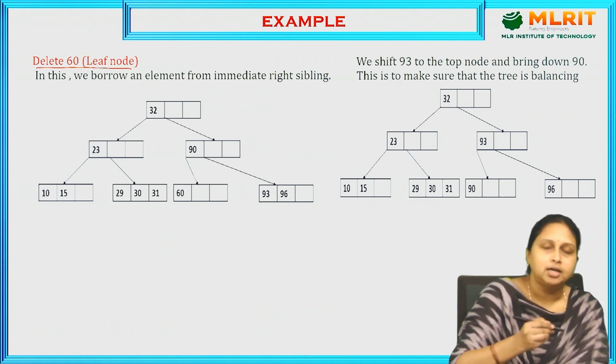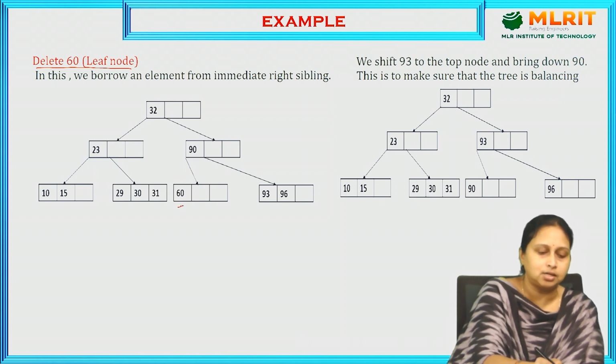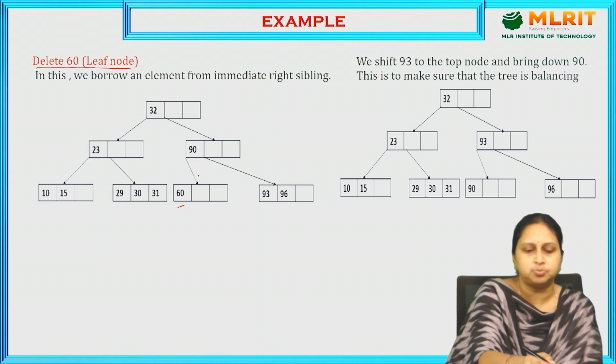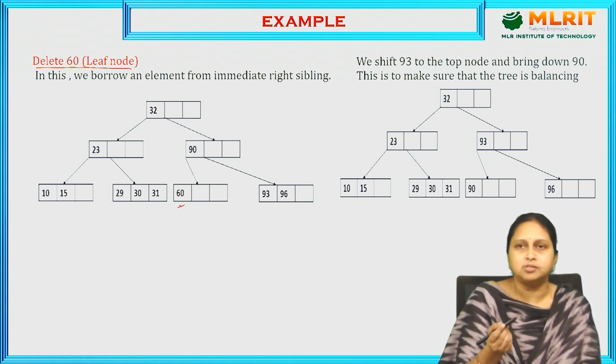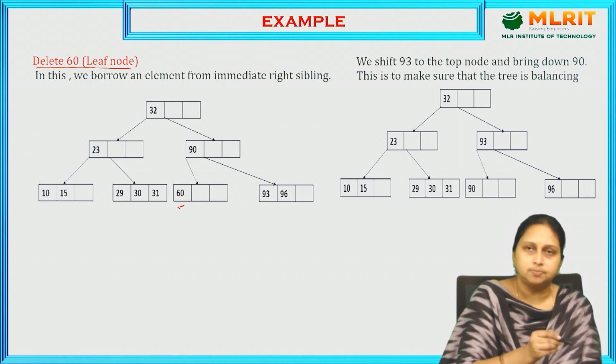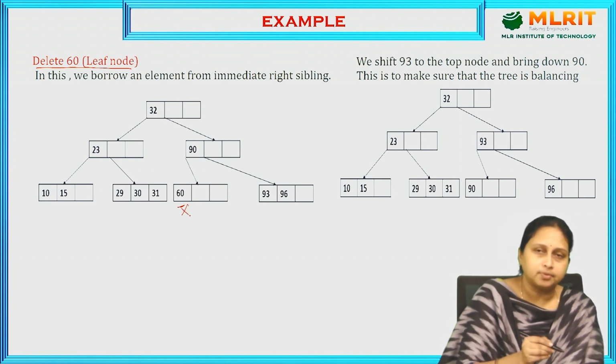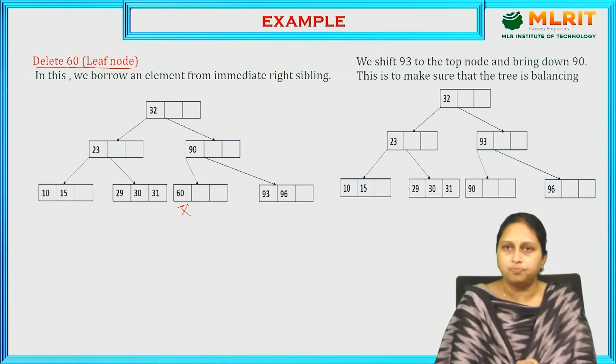I want to delete 60. Is 60 a leaf node or not? Once you check, yes, 60 is a leaf node. You can search whether the element is present in the B tree or not, as per our BST property, right? 60 is present. Now, if I want to delete 60, is this satisfying the property of a B tree?